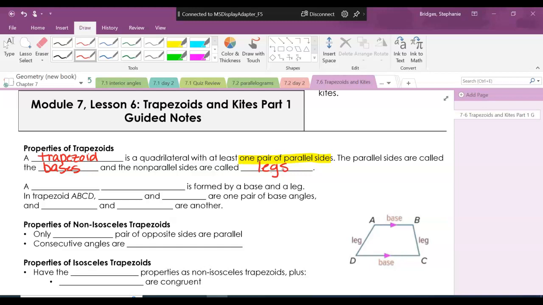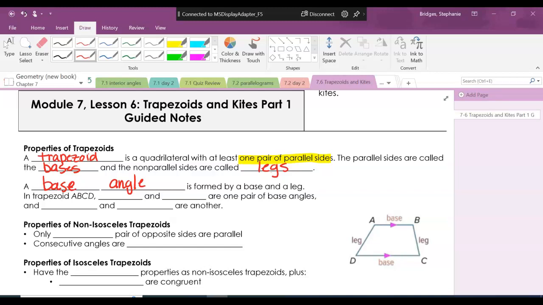All right. The next one, it says a blank is formed by a base and a leg. That is a base angle. And I'll show you where all these are in just a minute in a picture. A base angle is formed by a base and a leg. In trapezoid ABCD, look to the picture to the right. Which segments are parallel? What are they called?